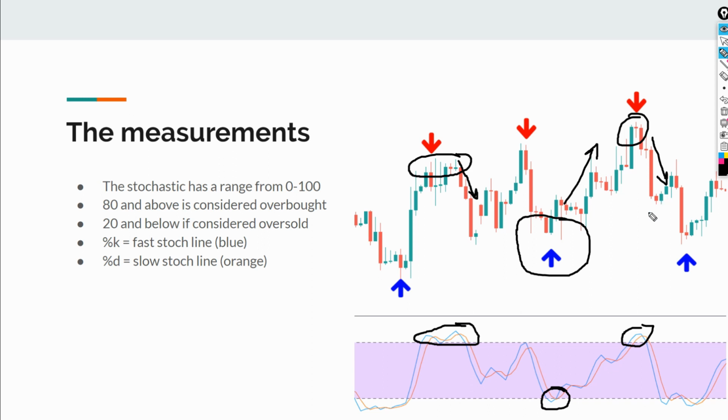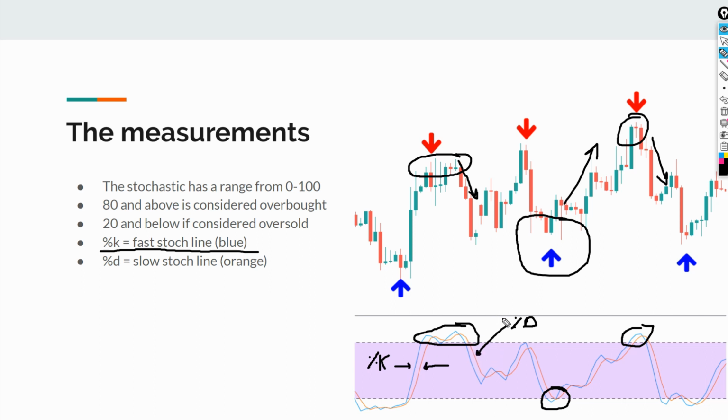But we have another question that a lot of people will start to ask, which is what are the two lines? Why is there two lines rather than just one line? So what we have here is that the percentage K is the fast stochastic line, which is going to be this blue line. And then we also have the orange line. We'll point it right here. This is going to be the percentage D. Okay, and the percentage D is essentially just a slowed down version of the percentage K stochastic line. So this is just kind of a little bit lagging on purpose, right?